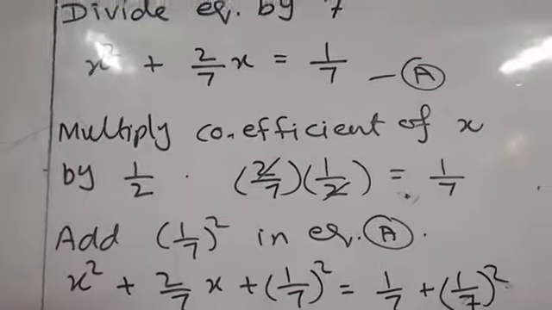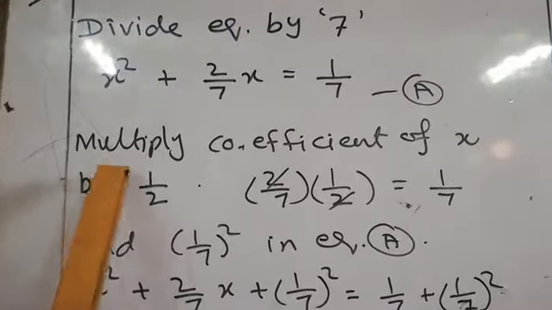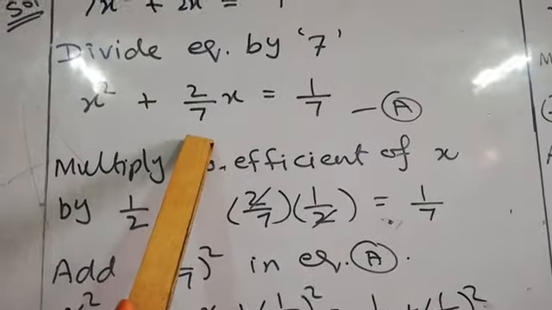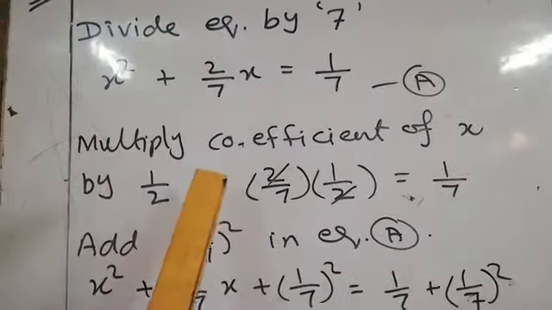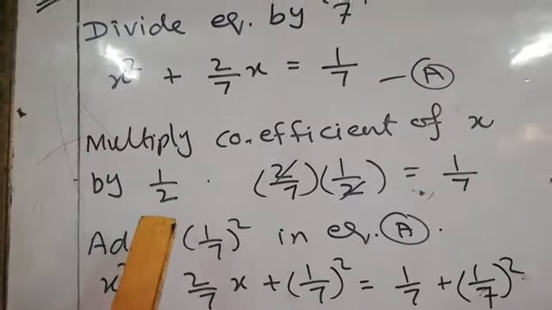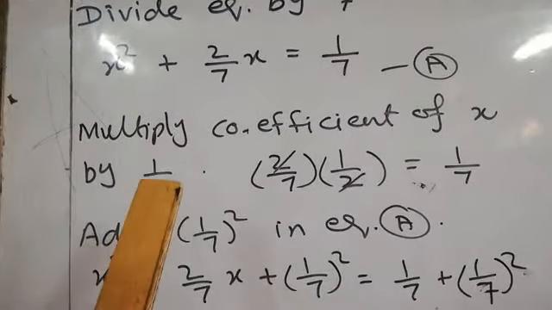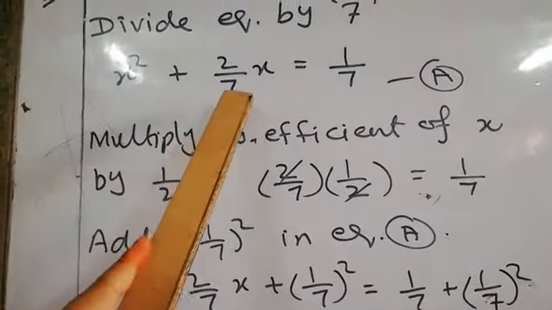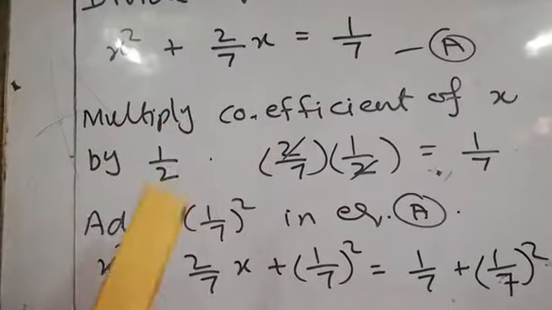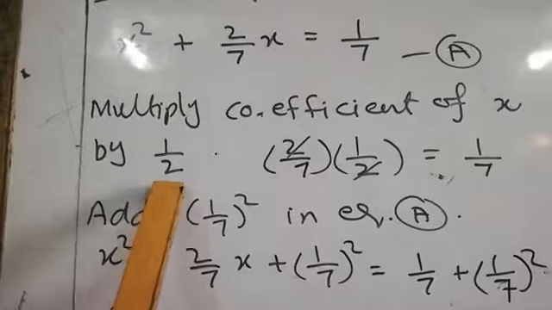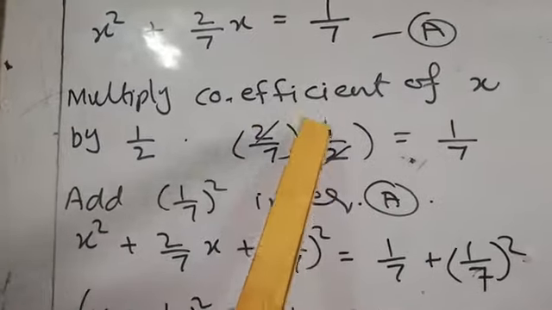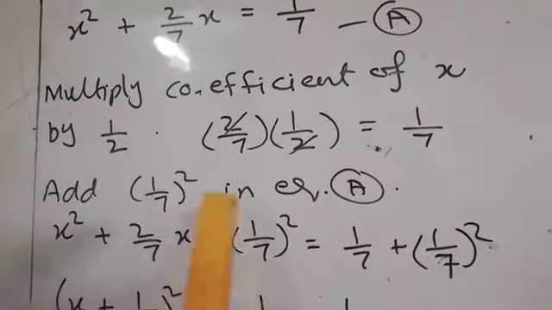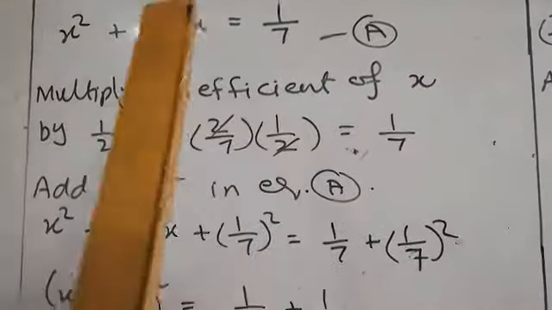Our third step is that we will take the coefficient of x. Dear students, this is the coefficient of x: 2 by 7. We will multiply the coefficient of x by 1 by 2. Always we will multiply it by 1 by 2, without worrying about what the coefficient of x is. It may be any value, okay? Then we will multiply it by 1 by 2 and we will get the answer, and after that we will add the square of that answer in equation A.